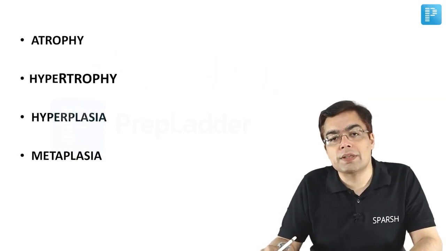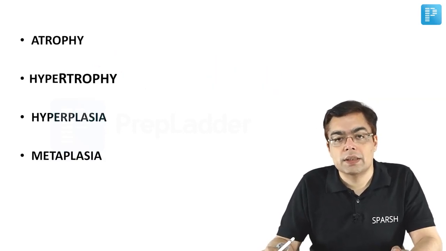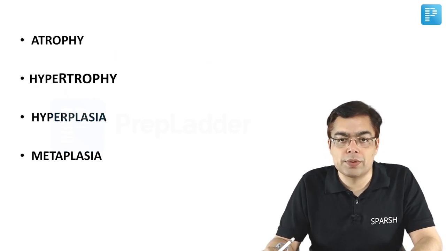Now, whenever there is any kind of injurious stimulus, the cell can either adapt itself, or it is going to suffer from reversible cell injury, or it possibly does not survive because of irreversible cell injury.